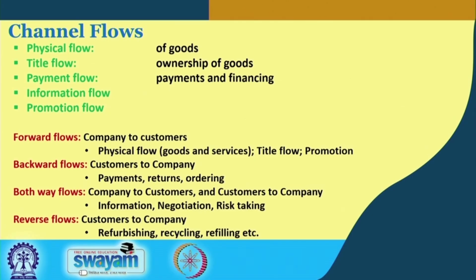Backward flows are those which are from the customers to the company, and they are in the form of payments, returns, ordering. We have both-way flows, where it is from the company to the customers and from the customers to the company again. So, it happens in the case of information sharing, negotiations, risk bearing, and we also have something called reverse flows, which is again from the customer to the company, in cases of refurbishing, recycling, refilling, etc.